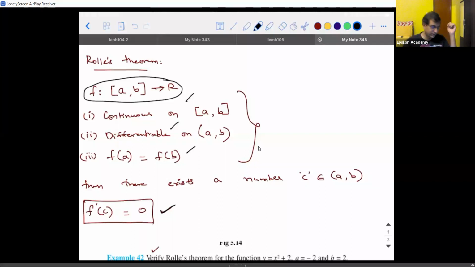So the converse says, if you have a number C which is existing between A and B, where f dash of C is equal to 0, then can you say whether it is continuous, differentiable, and f of A is equal to f of B? That is the converse.